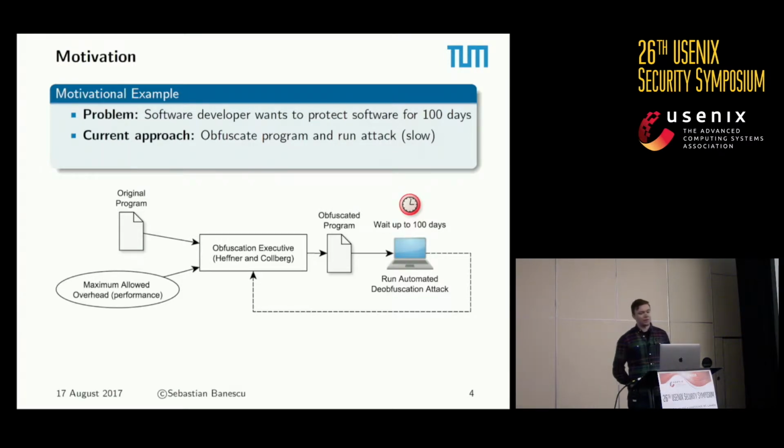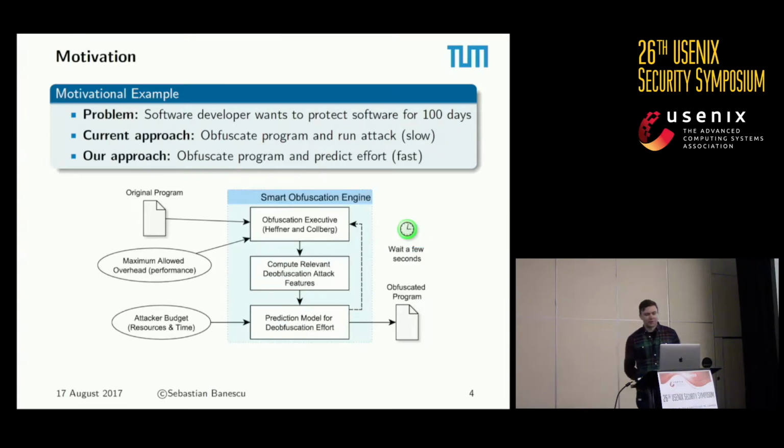The current approach towards this problem has been proposed by Hefner and Collberg a while back, and it's called the obfuscation executive. This obfuscation executive takes an original program as input and a certain performance overhead which is tolerated, and it outputs an obfuscated program which satisfies this constraint. Now the defender can afterwards take this obfuscated program and try to run the automated deobfuscation attack and see if the obfuscated program can withstand the attack for 100 days, and then he's done. But if not, then he has to go back and ask the obfuscation executive, give me another obfuscated program, and then go back to run the attack. So this loop could take a while.